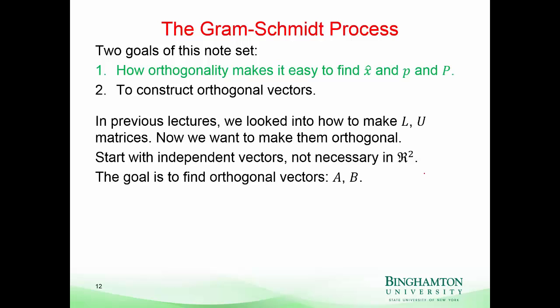So our goal is to find some orthogonal vectors. Now, I know that we've been using uppercase for matrices, but for this little section here, the capital A and the capital B are going to be vectors. So we've been given some original vectors that are not orthogonal. We'd like to find two new vectors that are orthogonal, such that the span of the original vectors is the same as the span of the orthogonal vectors. That's what we would like to do.